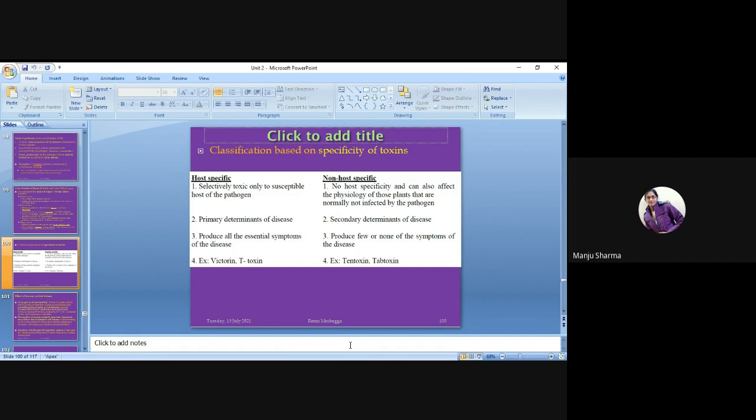Host specific toxins are the primary determinants of disease and non-host specific toxins are secondary determinants of disease. That means if host specific toxins are there, then we can easily recognize the disease. But if non-host specific toxins are there, we can't recognize it as soon, in comparison to host specific.